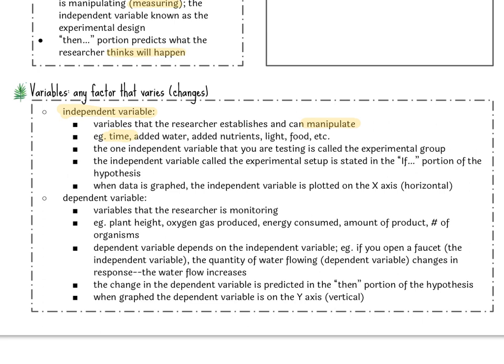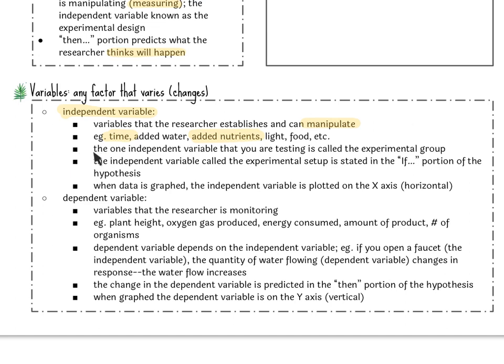It could be the amount of water that you're adding. So you're adding something, you're changing the amount of water. You're adding nutrients, so you're changing the amount of nutrients. You could be changing the amount of light or food, or plenty of other things. We're going to talk about a lot of experimental design, lots of variables, so you're going to see a lot of different independent variables and hopefully be able to identify them pretty easily. Okay?